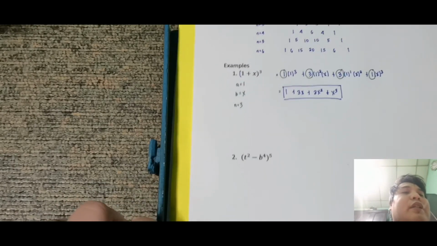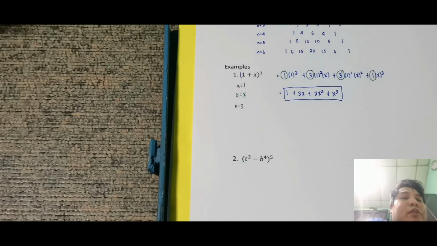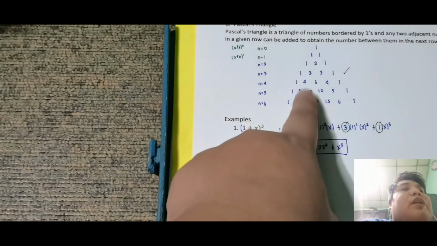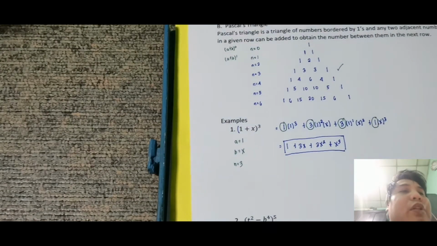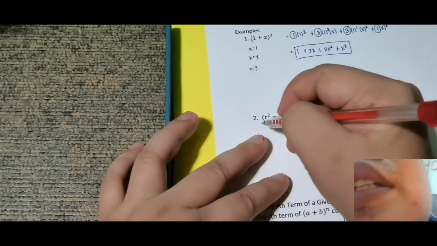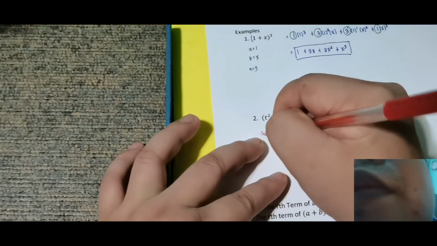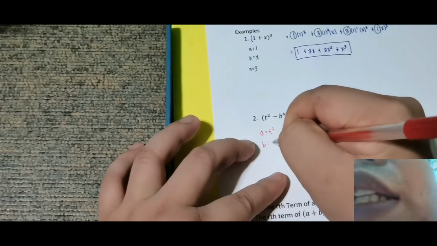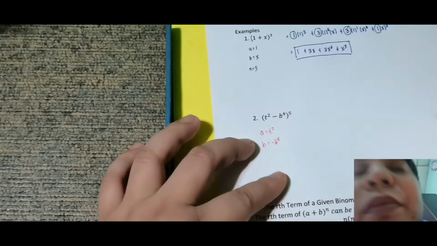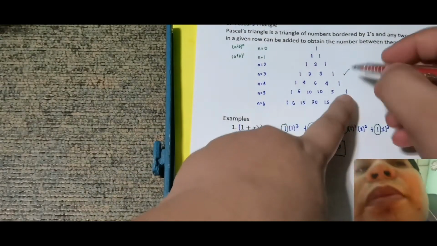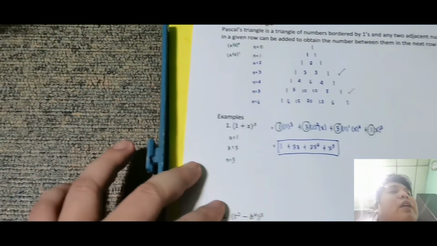Okay? So next is, we have t squared minus b to the fourth raised to 5. So since raised to 5 tayo, ano yung expected natin? That's 1, 5, 10, 10, 5, 1. So hindi ko matitignan yung sagot para ma-check natin. So again, write natin yung a and b. So a natin is t squared. B natin is negative b to the fourth. Okay, n is 5. So we are expecting na sasagutin natin. Ito yung mga coefficient niya. Si 1, 5, 10, 10, 5, 1.